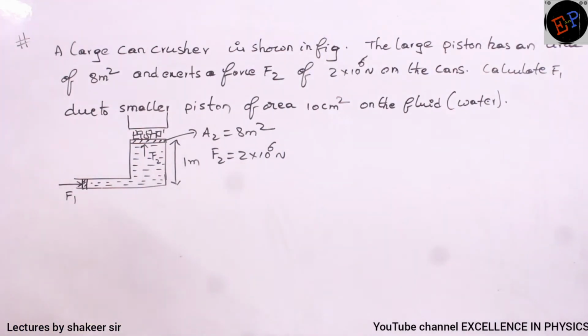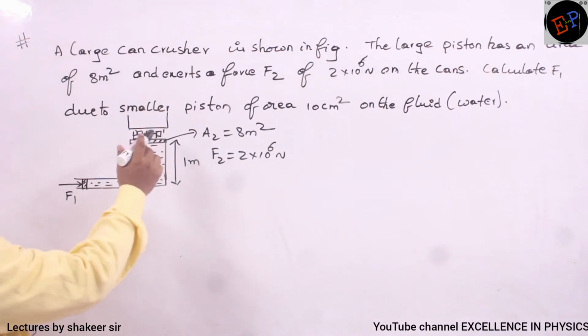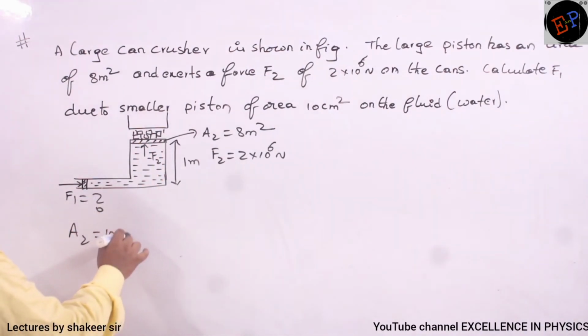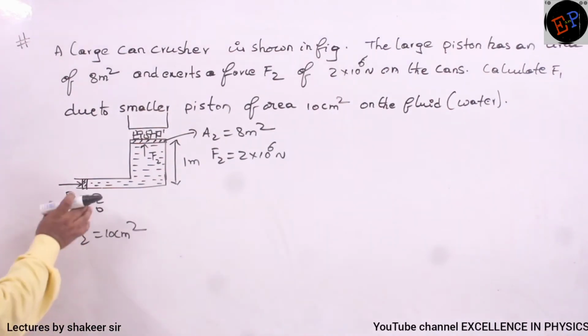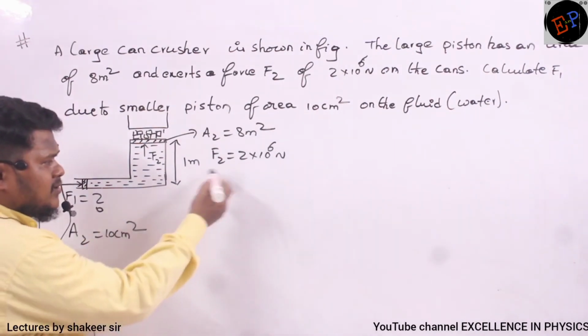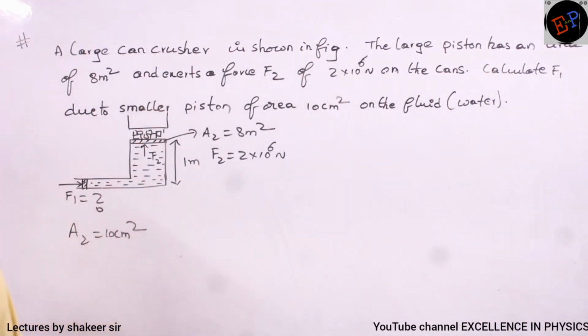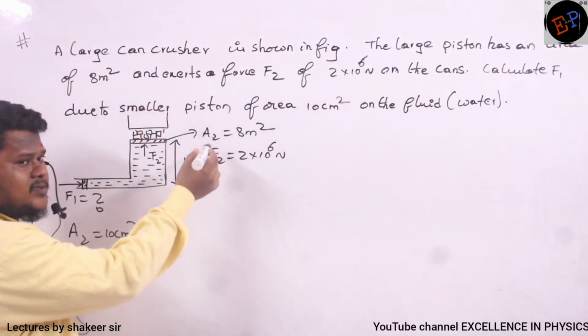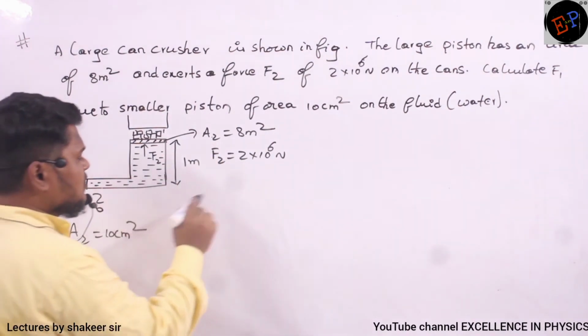So calculate F1 due to the smaller piston. What is the force I have to apply on the smaller piston? F1 value I am supposed to calculate, and its area is 10 centimeter square. This F1 value I have to calculate so that I can generate a force of 2 into 10 power 6 newton. That is the question. Now first of all, if this is the area and this is the force, then what is the increase in pressure? First I have to calculate that.